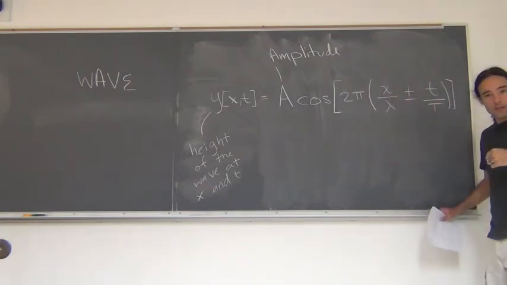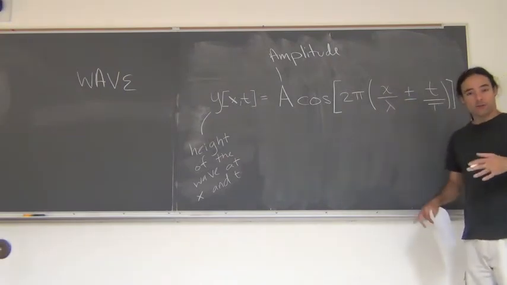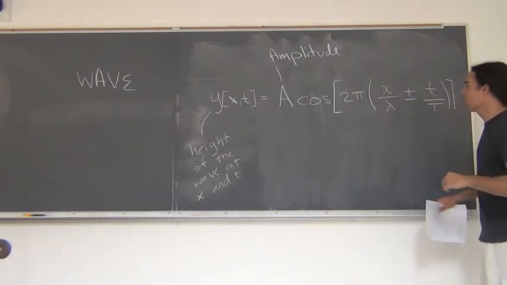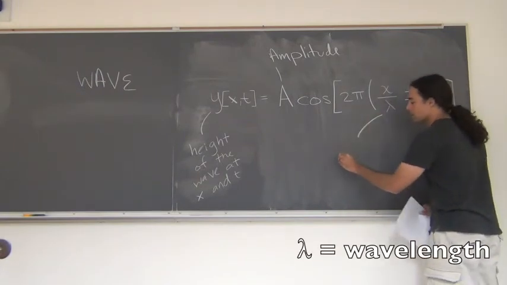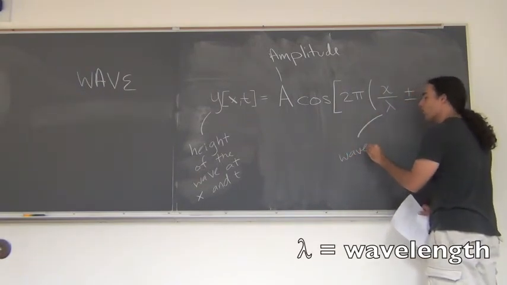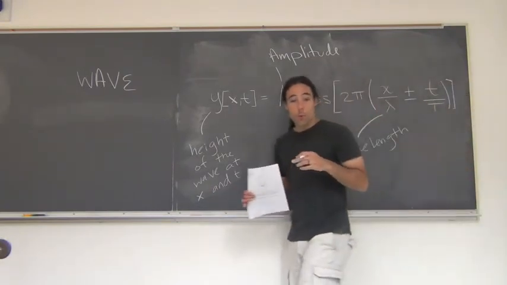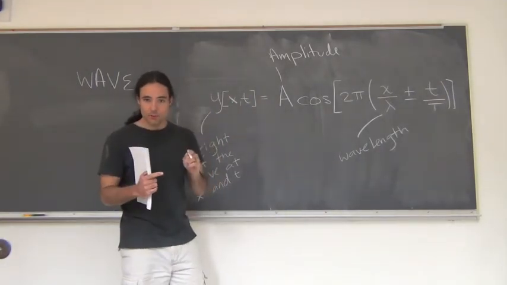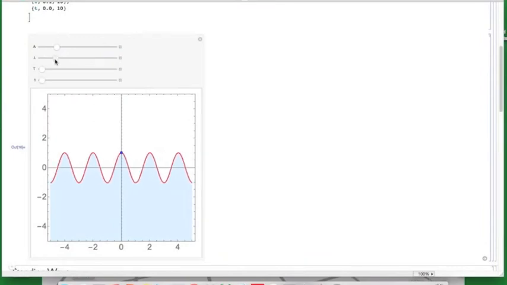The x just tells me what point I am looking at on the wave, at what horizontal position x I am concerned with. Lambda is called the wavelength. The wavelength tells me the distance between the two peaks of the wave. Let's see what happens as I change the wavelength. You can see as I make it smaller or bigger, all it does is change the spacing between the peaks in the wave.